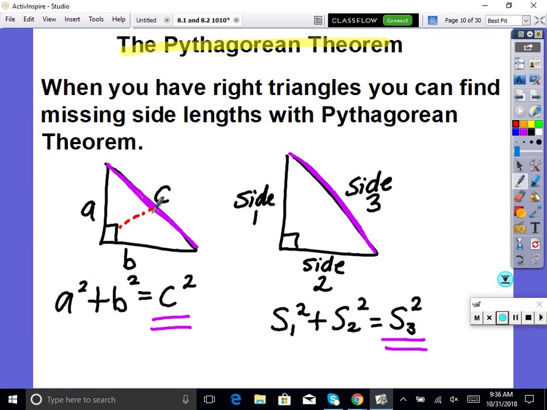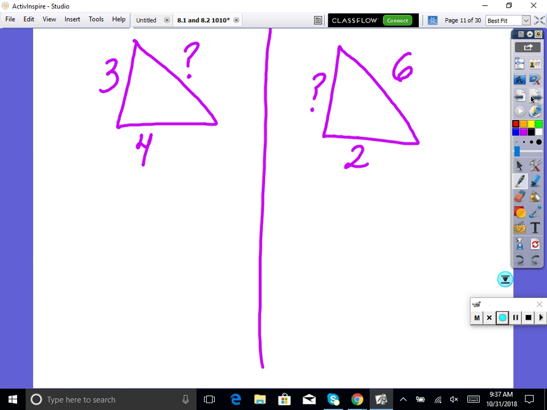The Pythagorean Theorem only works with right triangles, and it allows us to find missing side lengths. People get too caught up in A, B, and C. So I just say one of the sides squared plus the other side squared equals the hypotenuse squared. So let's set up a true statement. Solve for question mark. Ready, go. What's a true statement?